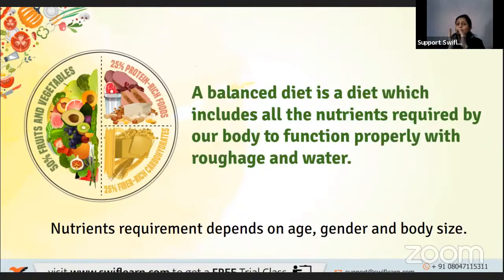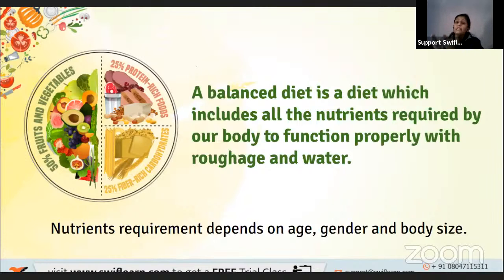And once this 50% is over, you have another 50%, which is divided into two categories. 25% is protein rich food, because it keeps your stomach filled for a longer time. And 25% is fiber rich carbohydrates that give you energy. Carbohydrates are instant energy giving food. But fats are not considered healthy because fats are there in junk food also. Fats give you energy after a long time.